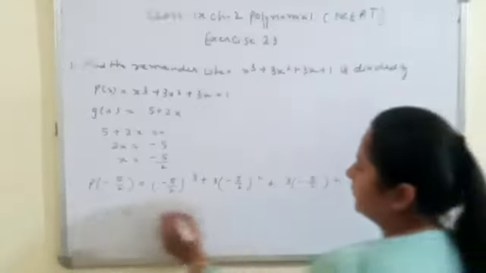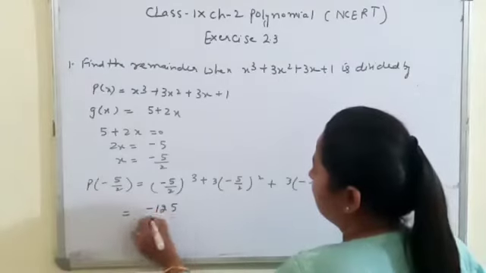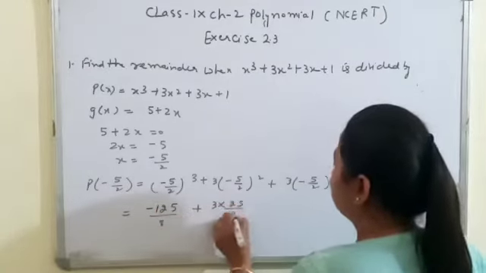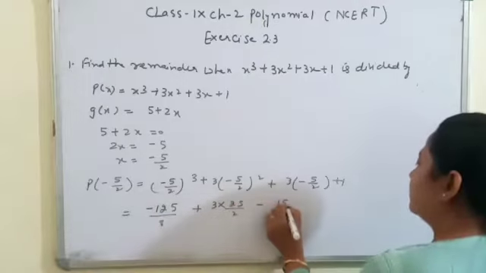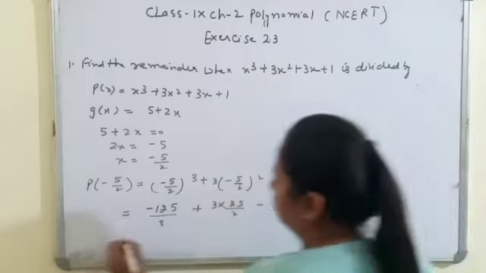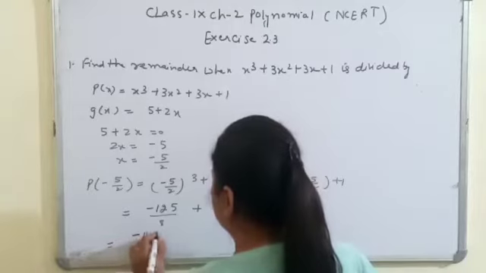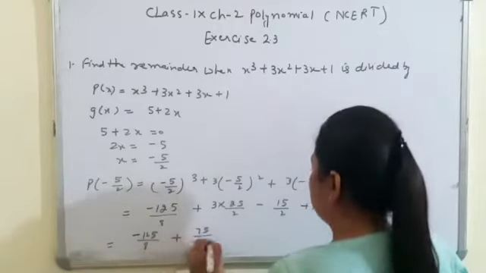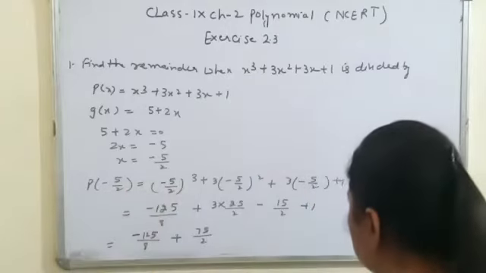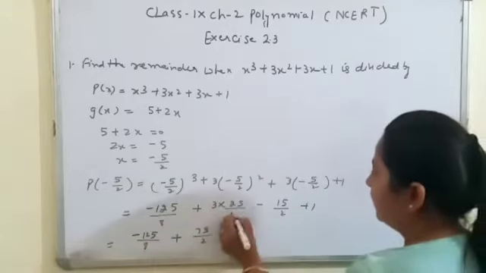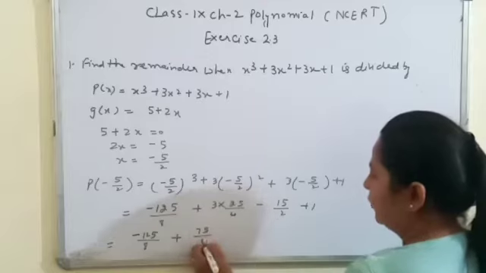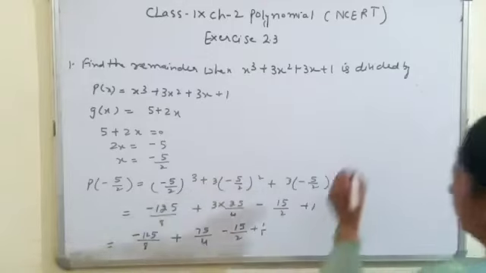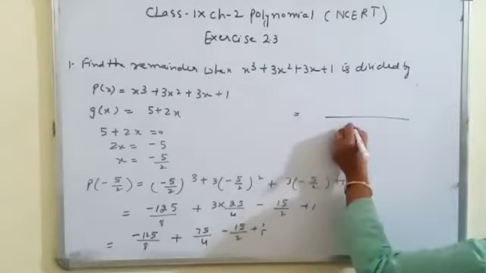It becomes minus 5 into 5 into 5, 125 by 8, plus 3 into 25 by 4, minus 15 by 2, plus 1. That is minus 125 by 8 plus 75 by 4, sorry, 5 by 2 squared, that is 25 by 4, minus 15 by 2 plus 1. Now take the LCM, that is 8.